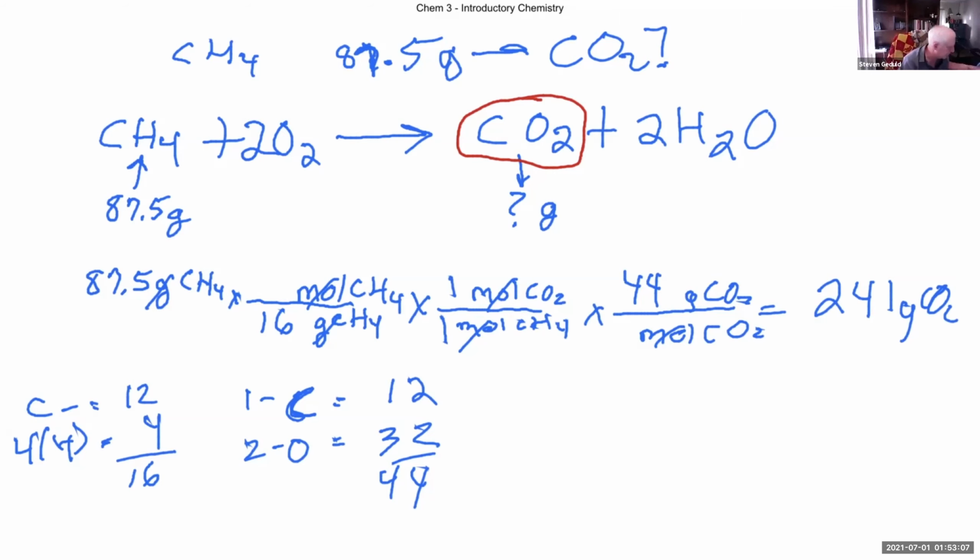Let's pick one from the book that goes a little bit different here. Let's do at least one more. Okay, so the English part says we're going to react aluminum metal with nitric acid, and we're going to produce aluminum nitrate and hydrogen gas.